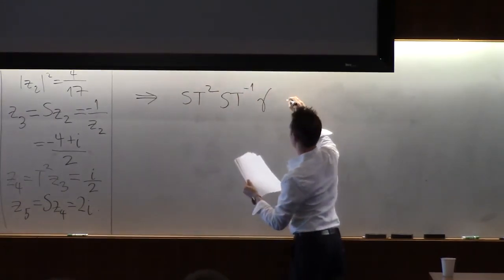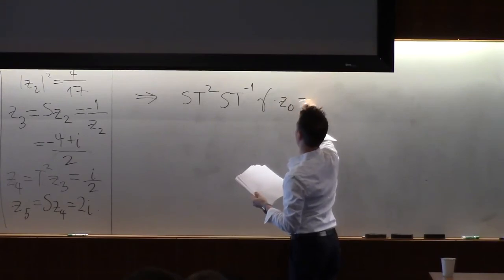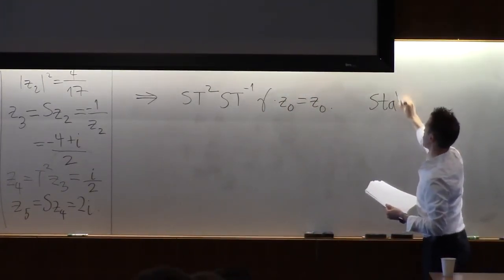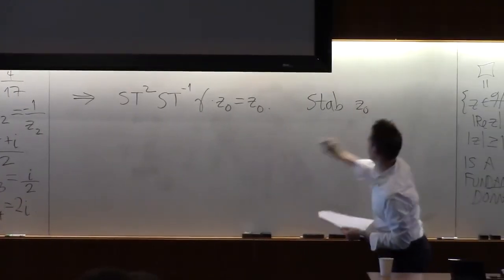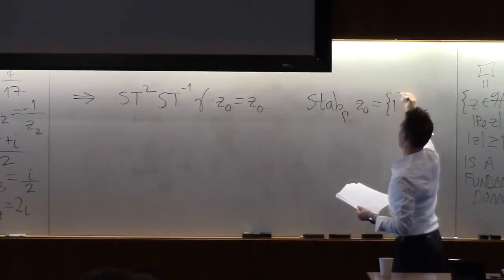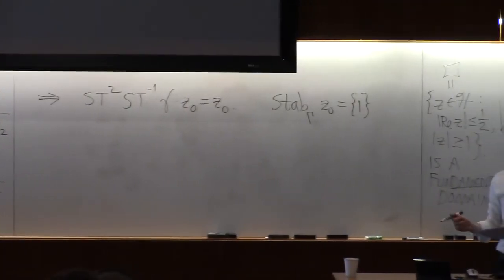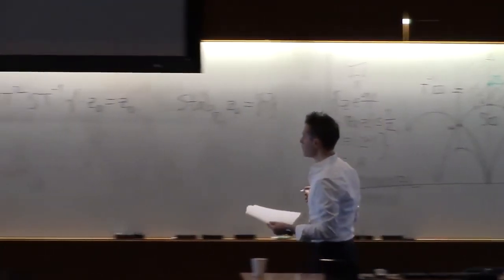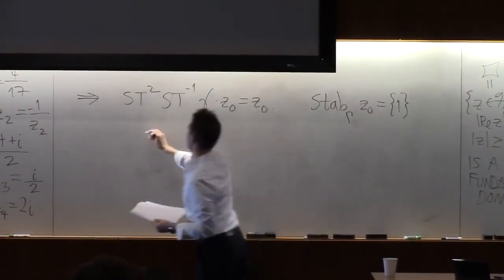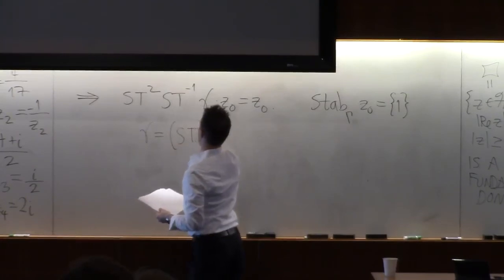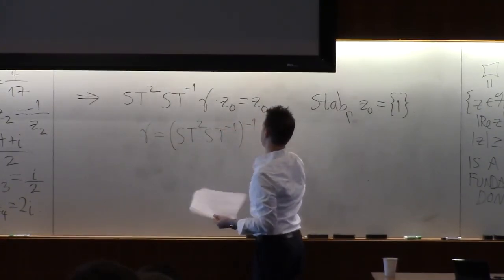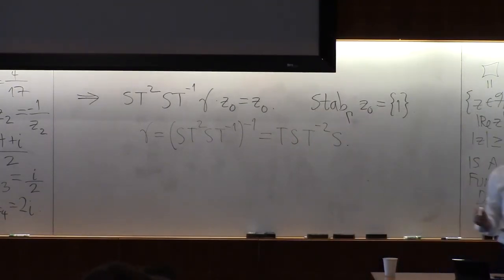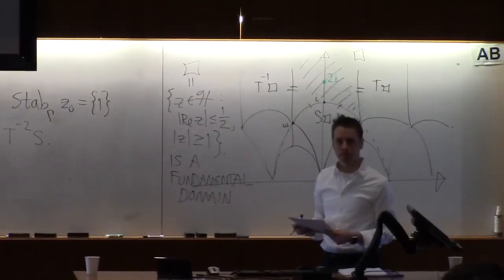This is the thing that we just decided, times z0 is equal to z0. But you check that the stabilizer of this z0, which is 2i, in gamma is trivial. I mean, that's why I picked it to be that point. So it's not a vertex or a point with non-trivial stabilizer. Well, that means that gamma equals ST squared ST inverse inverse. S is its own inverse. Okay? That's it.